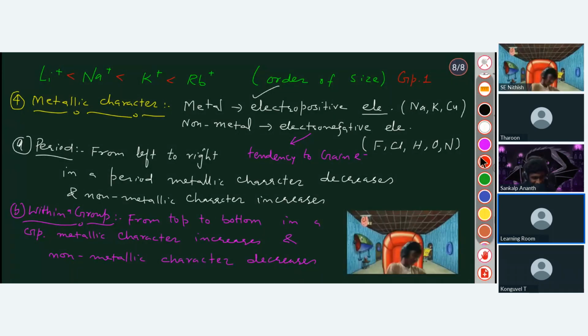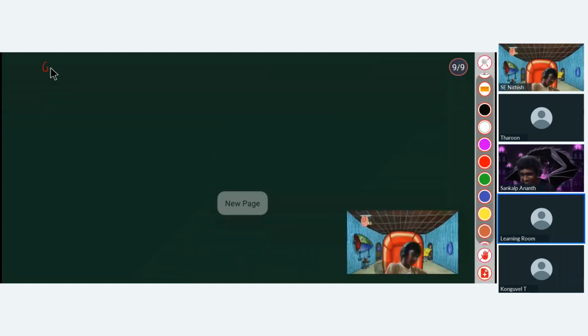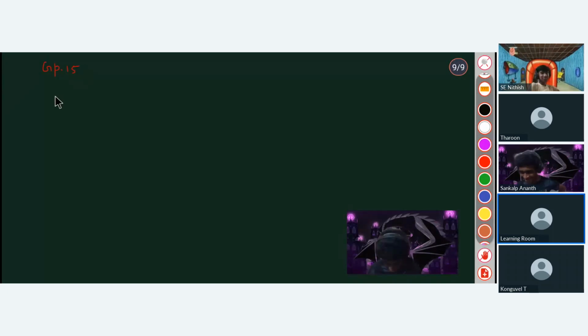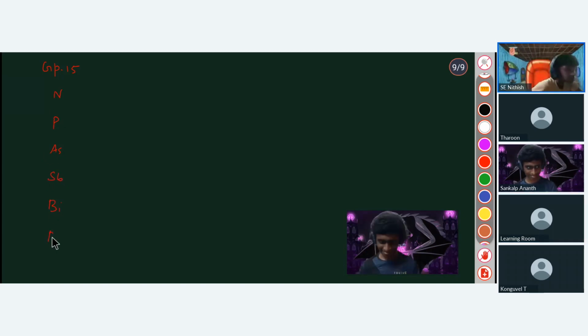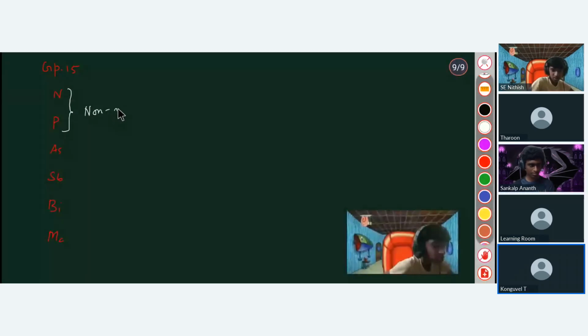Shall I move to the next page? Yes, sir. Now see here, I will give you the example from group 15. So we are having nitrogen, phosphorus, arsenic, antimony, bismuth, and moscovium. Now, can you tell me what nitrogen and phosphorus, are they metals or non-metals? They are non-metals. Exactly, they are non-metals. And arsenic and antimony, what are these?